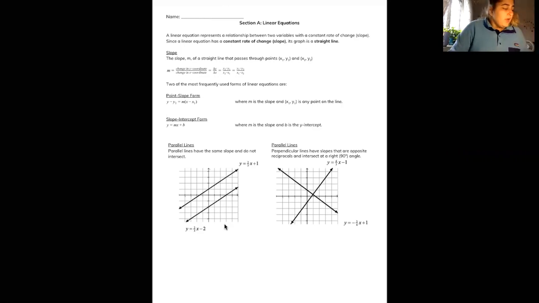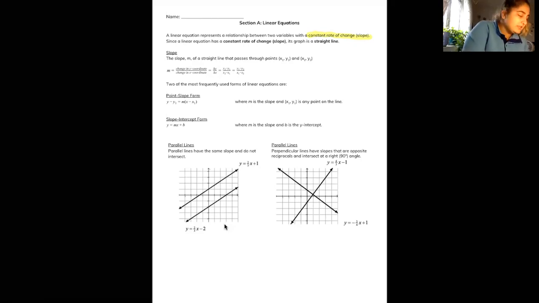So we know that a linear relationship represents a relationship between two variables, right? A variable being a letter, or like an independent versus a dependent variable with a constant rate of change. And so that constant rate of change, right, that's really referring to slope. We remember what slope is, right? And if the graph is a straight line, it always has a constant rate of change, right? A parabola is not a straight line, so it does not have a constant rate of change. That rate of change is always, in fact, changing, okay?